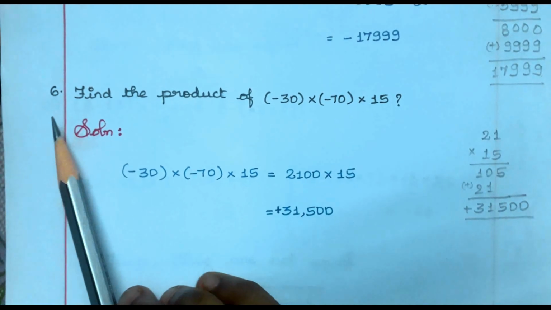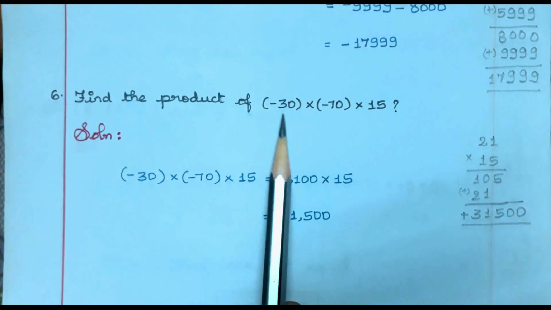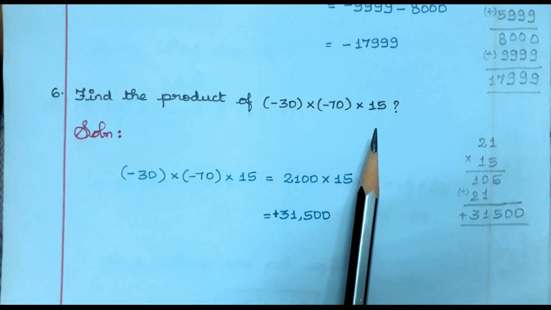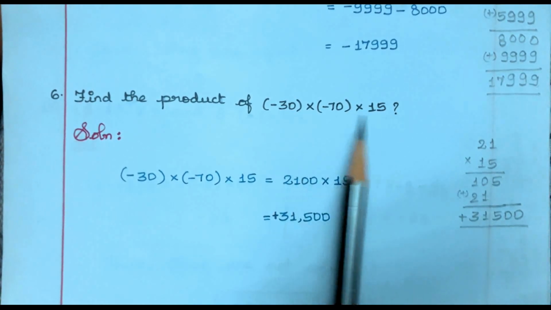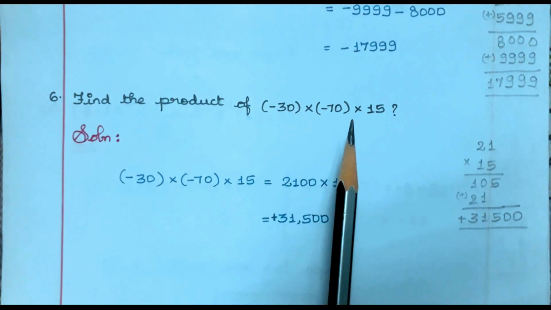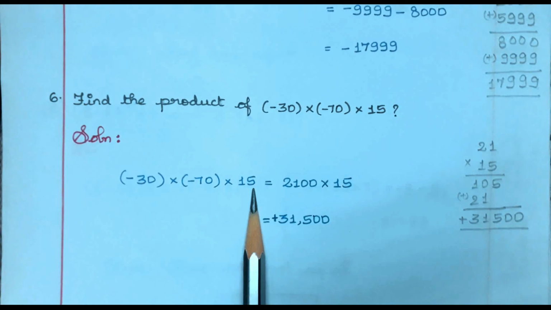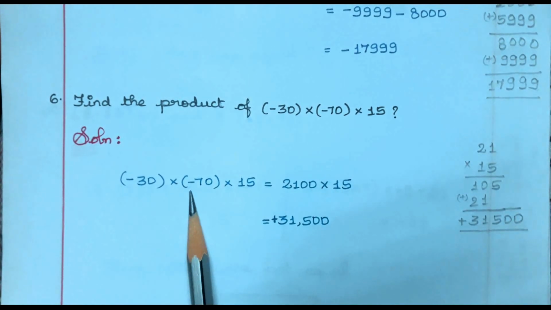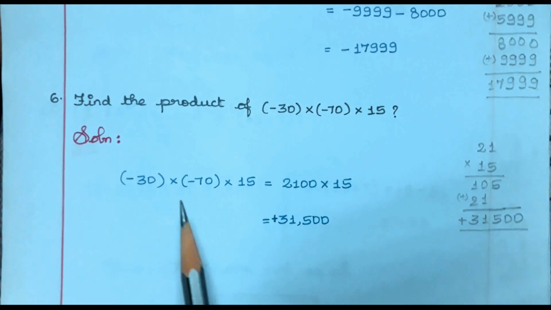Now sixth question. Sixth question goes in this way. Find the product of minus 30 into minus 70 into 15. Clear? So we have to multiply all these numbers. Solution: minus 30 into minus 70 into 15. So now go with the sign operation: minus into minus is plus, plus into plus, again plus. Clear? So now I am going to multiply the numbers.